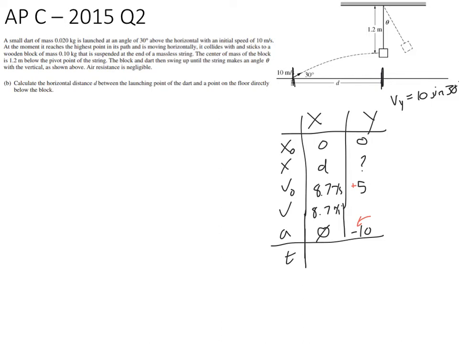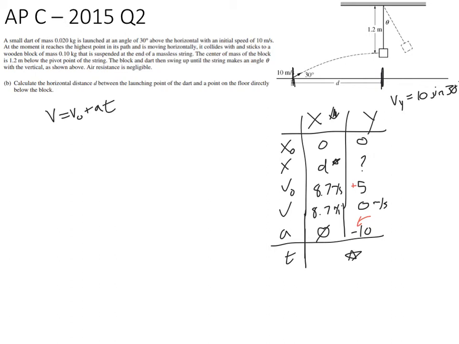Now notice, I can't find anything in the x direction. I can't find this until I find time. And the only way I could find time is by looking at the y direction. So, let's see, which one can I use? Oh, wait, I forgot the most important thing, that the final velocity is 0. There we go. Now the right equation is popping out of my head. V equals V0 plus AT.